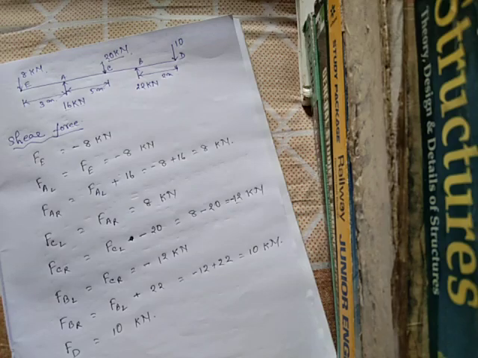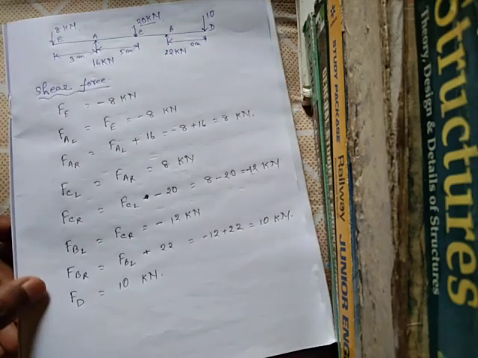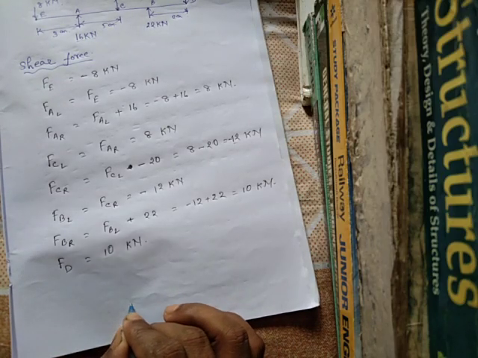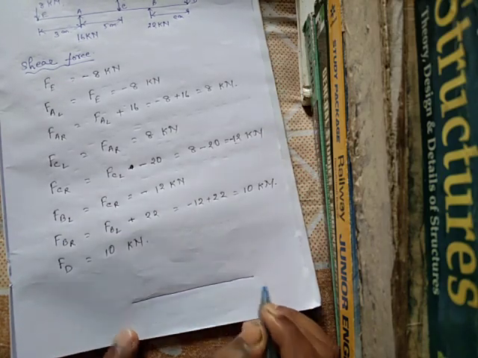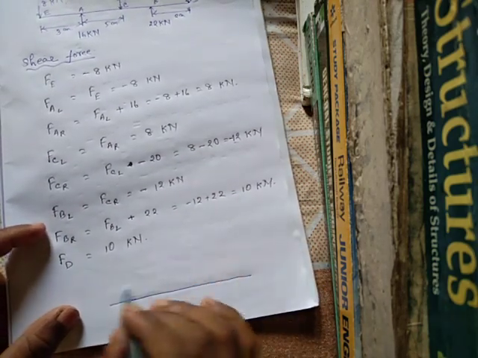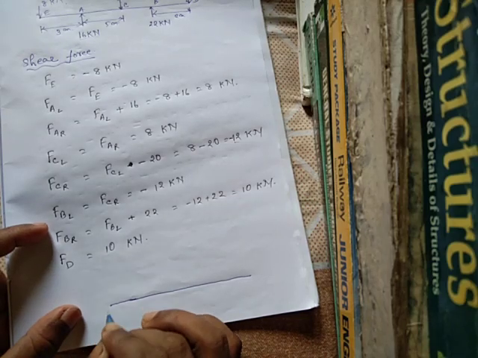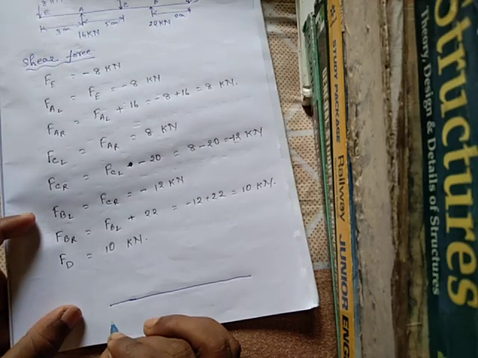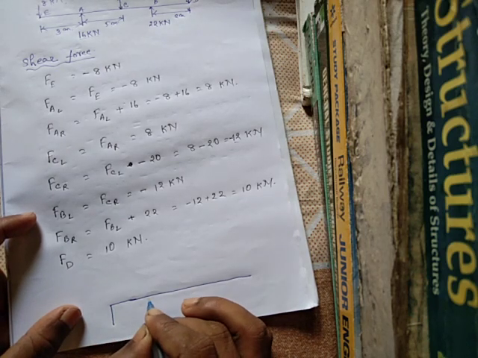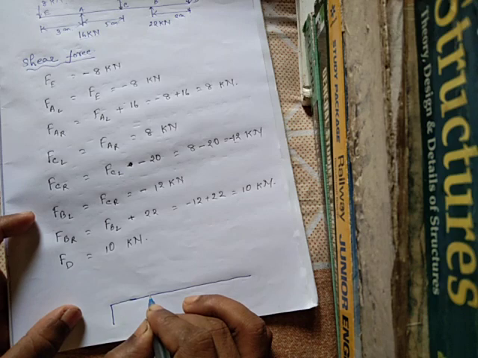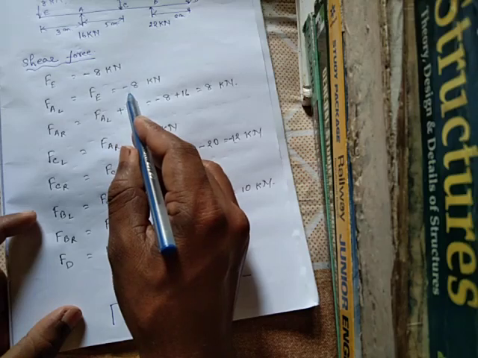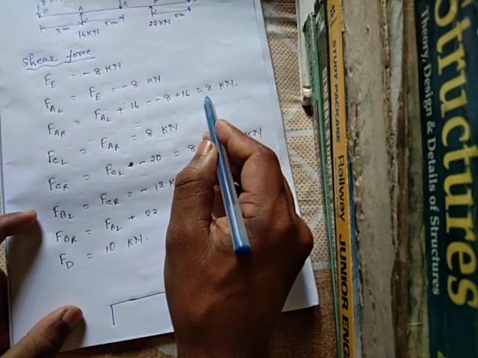Now let me draw the shear force diagram. This is the beam. At point E, the shear force is minus 8 kilonewton. This is the 8 kilonewton. At point A, there are two shear forces, just to the left is minus 8 kilonewton and just to the right is plus 8 kilonewton.